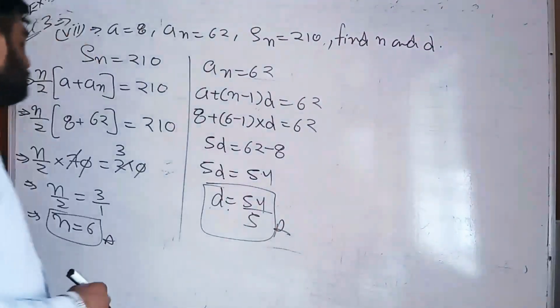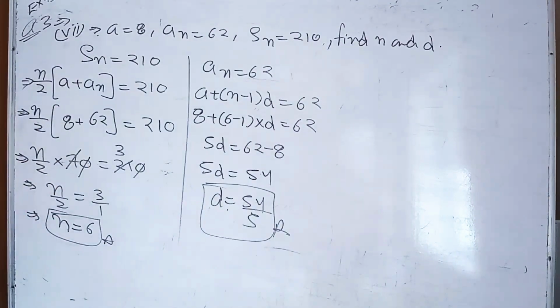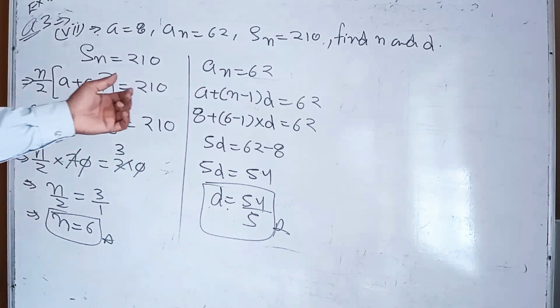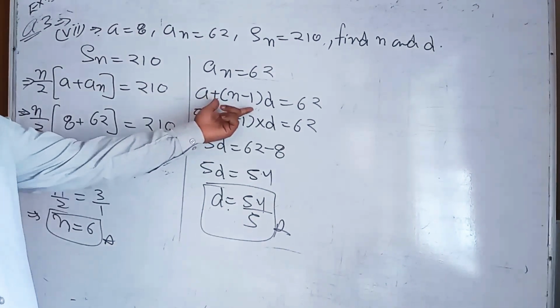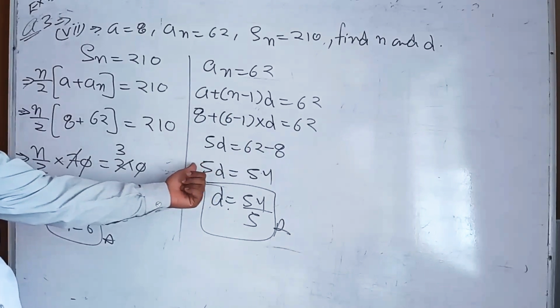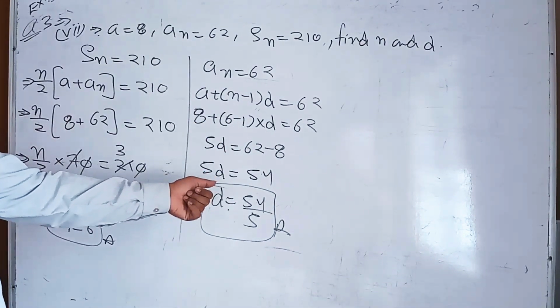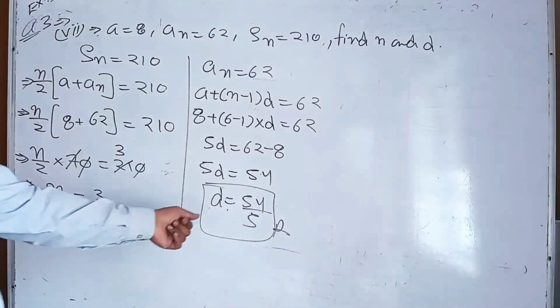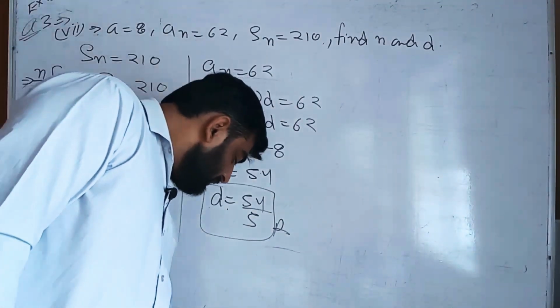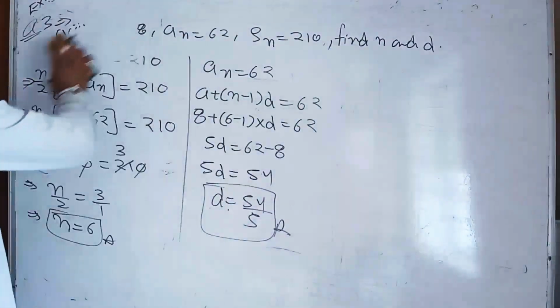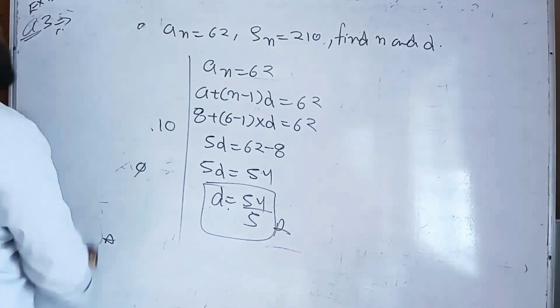Here n = 6 and d = 54/5. If we consider a = 8, 6 − 1 is 5d, and 62 − 8 gives 54. Okay, good, great. Now we will move to question number 8.